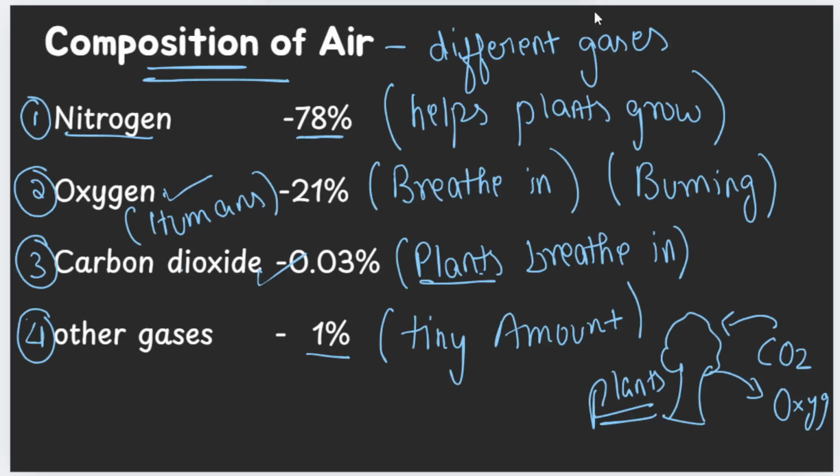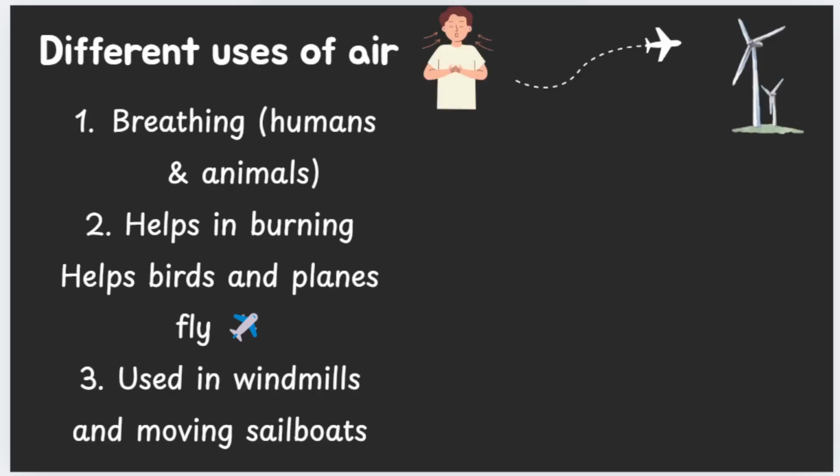Next, we are going to see what the different uses of air are. Why do we use air? As I said before, for breathing. Humans need which gas? Oxygen. Yes, humans breathe in oxygen. This is the first use, and the main useful thing for us: breathing.